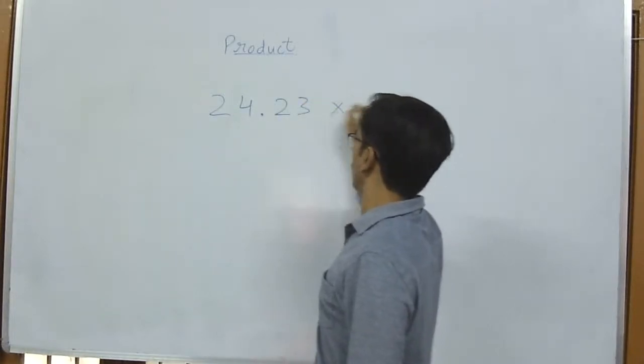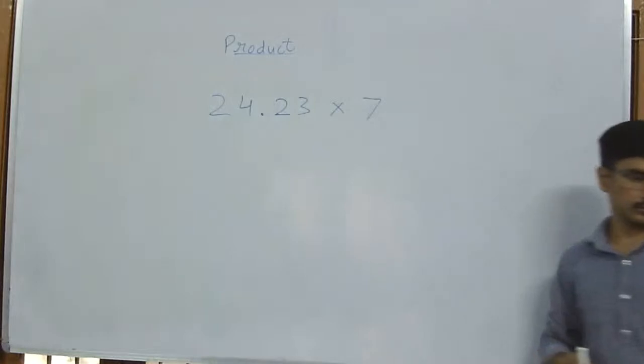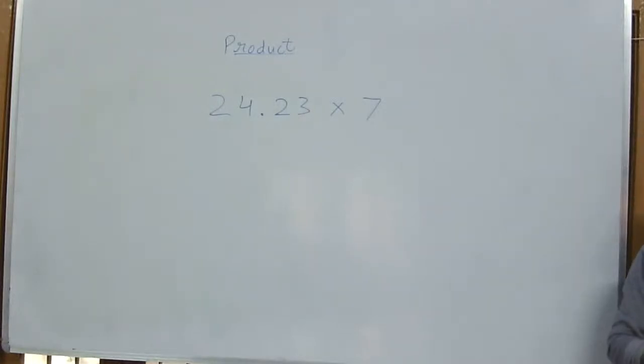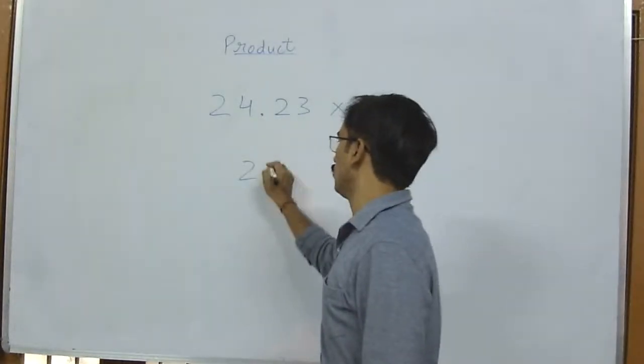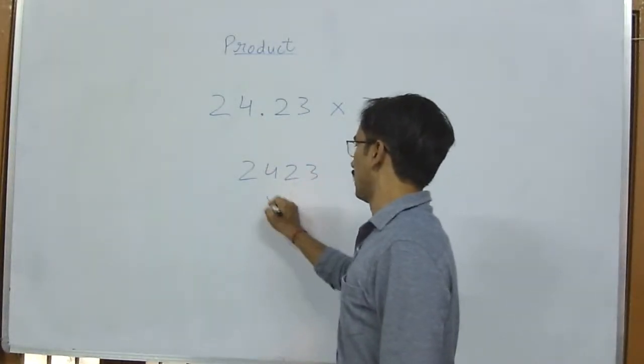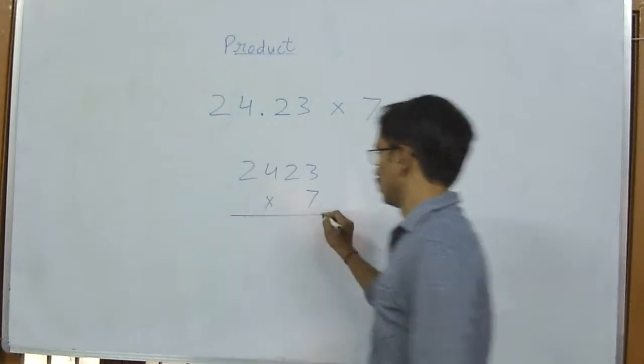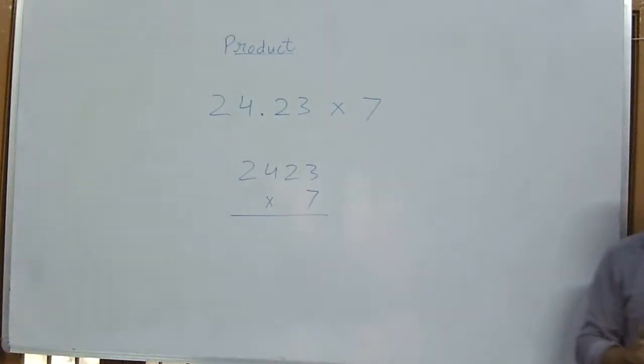24.23 multiplied by 7. What should we do? We should multiply normally first. Let us multiply 2423 by 7. Do normal multiplication. First of all, multiply everything normally. Then we will find the answer.